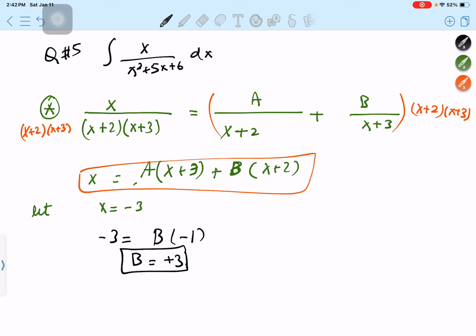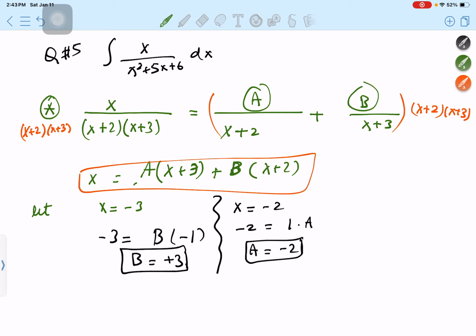Likewise, I think the other value that would make sense to use would be x equals negative 2. So then if we plug that in, we'll have negative 2 on the left. Again, on the right side, negative 2 plus 3 is 1, so we'll have 1A. The B terms cancel out. So now we know that A is simply equal to negative 2. So I need to plug that back in. I know now A is negative 2. I know that B has value positive 3.